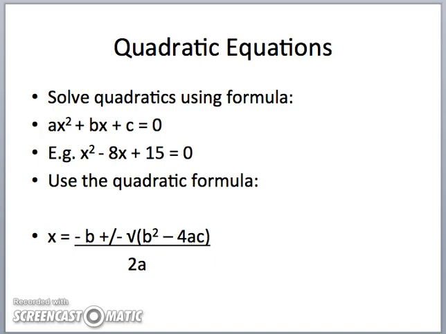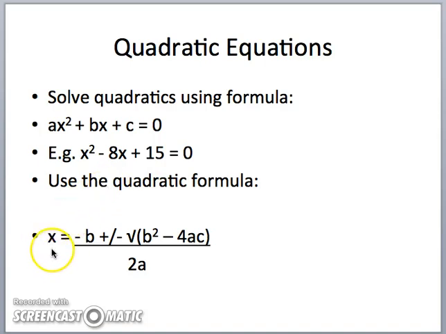So here's the formula. Our general equation, ax squared plus bx plus c equals 0. And here's our example that we seem to be using quite a lot. x squared minus 8x plus 15 equals 0. Use the quadratic formula to solve this.